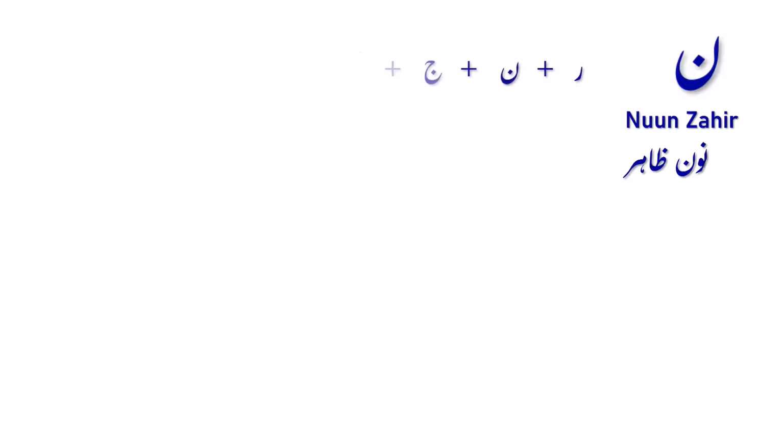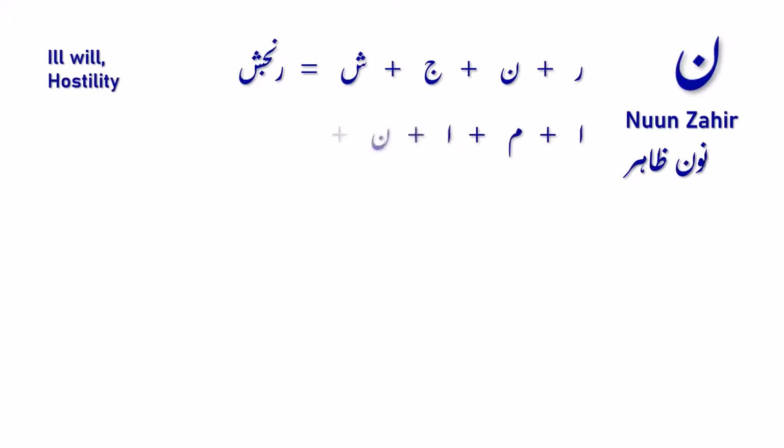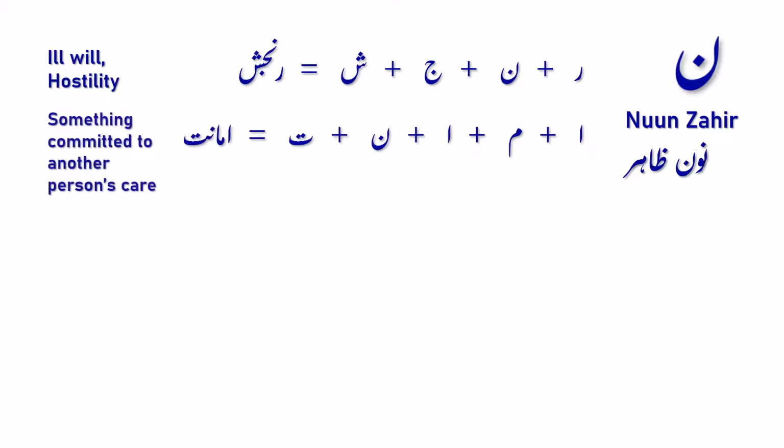Let's learn about them. The first form of Noon is Noon Zahir. In this case, Noon has its intrinsic Na sound. For example, Re, Noon, Jeem, Sheen, Ranjish, illwill or hostility. Alif, Meem, Alif, Noon, Te, Amanat, something committed to another person's care. The second form of Noon is Noon Gunna.